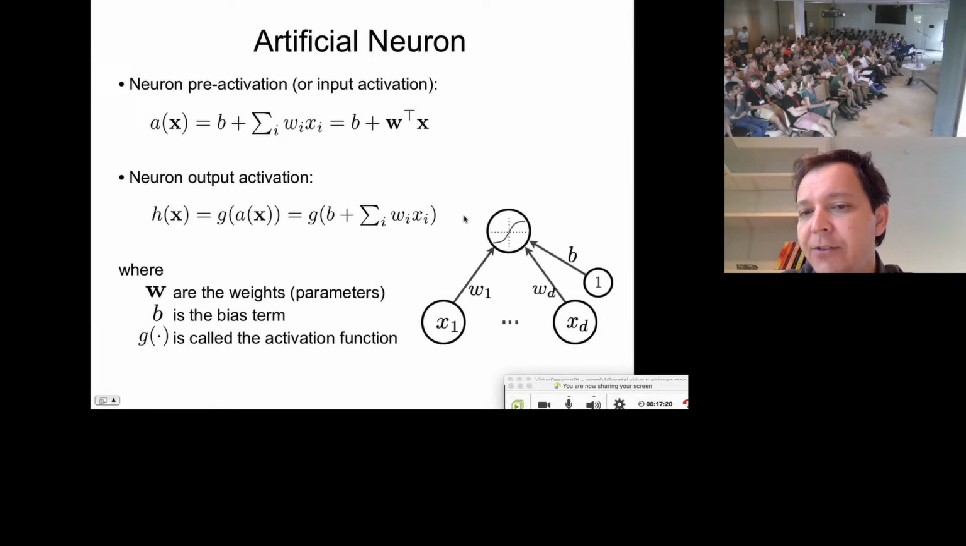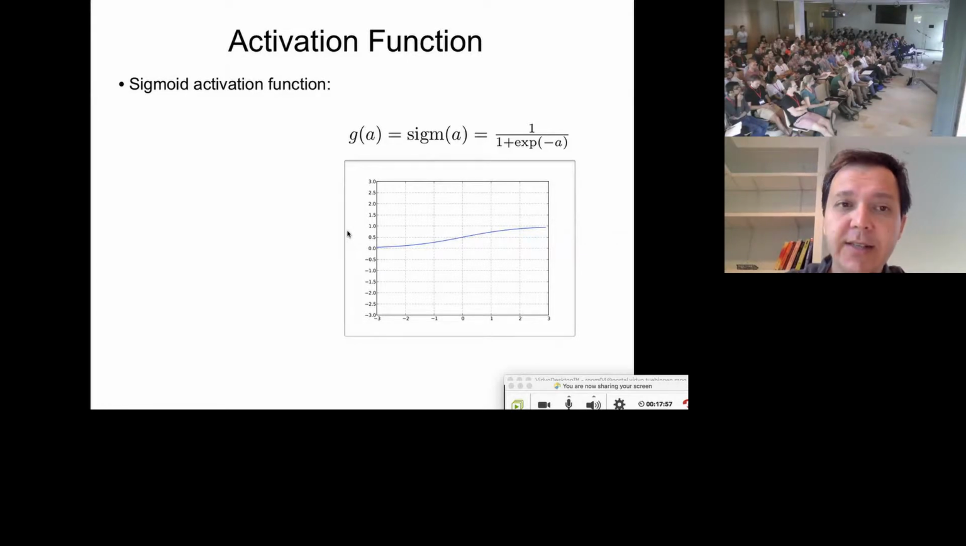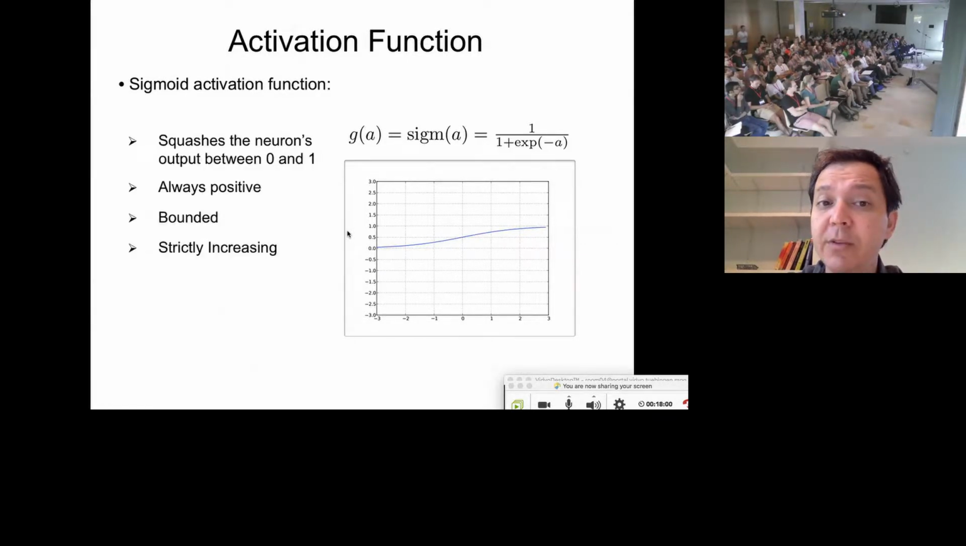But you can see that this kind of looks a lot like logistic regression, right? In fact, that would be a logistic regression if you only had one hidden unit. W's here are going to be the weights, b is the bias, and g is the activation function. And we're going to look at some of those. The activation function, the g here, determines the range of the output, and the bias only changes the position of the ridge. So one of the most commonly used functions is the sigmoid activation function. It squashes the neuron's output between 0 and 1. It's always positive, it's bounded, and it's strictly increasing, right? So that's one of the activation functions commonly used in practice.